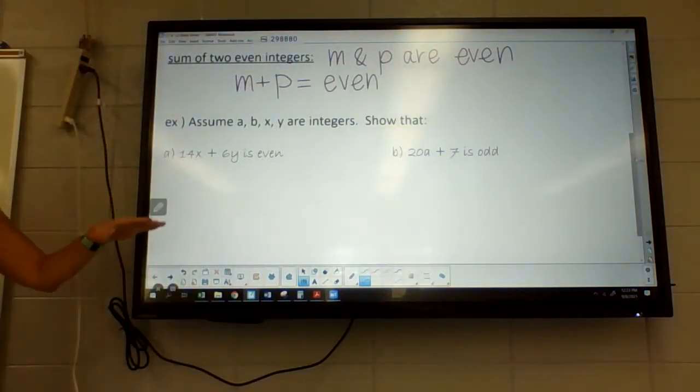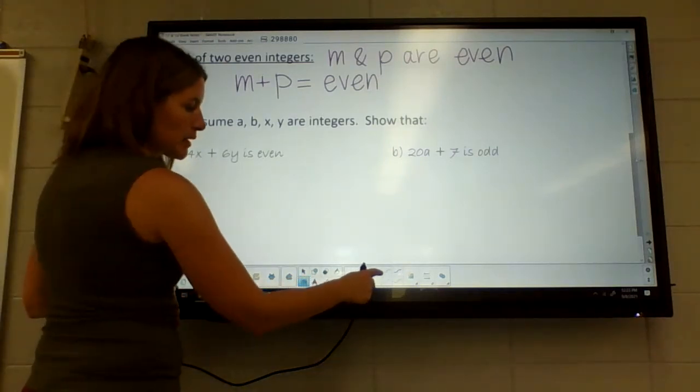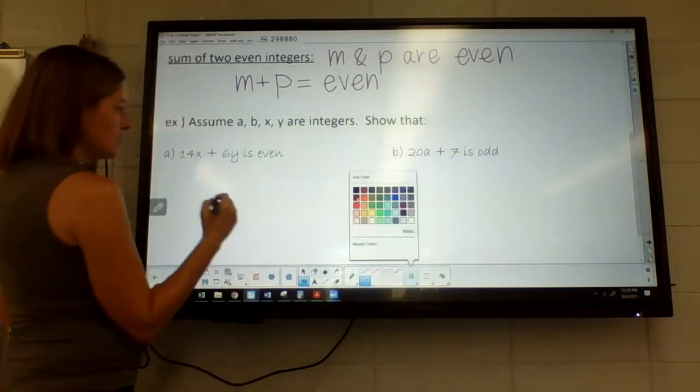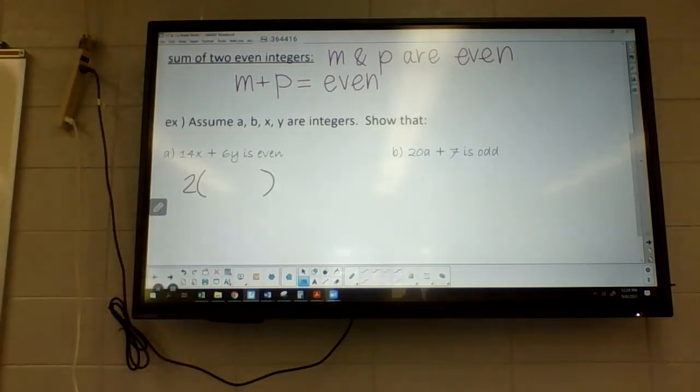So we don't know anything about x and y yet, and if you tried to figure something out that doesn't work, you're not going to find anything. It's going to be even. So what we can do is show that this actually is 2 times something. What I want to do is rewrite this using a 2. I want to show that this is double something else.